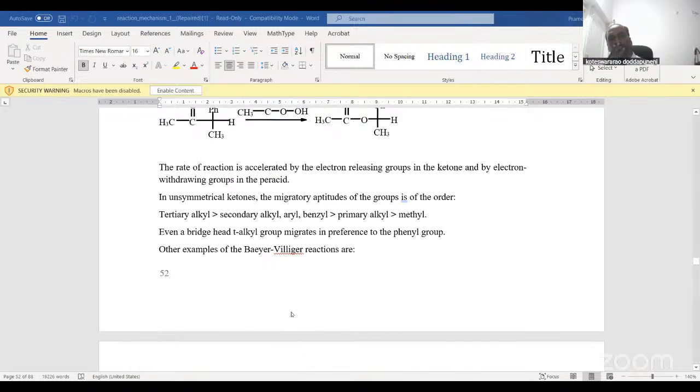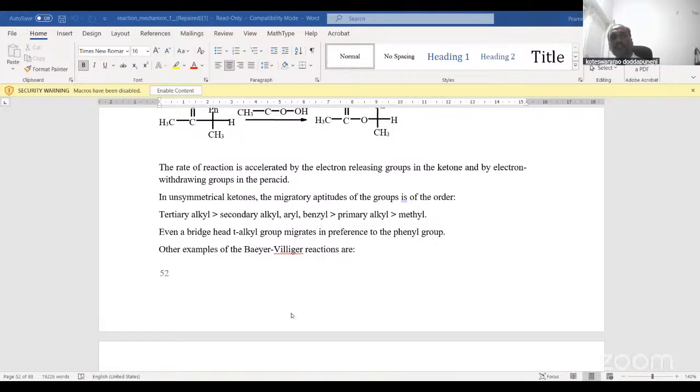In unsymmetrical ketones, the rate of reaction is accelerated by electron releasing groups in the ketone and by electron withdrawing groups in the peracids. If an electron withdrawing group is present in the peracid, an electron releasing group in the ketone enhances the rate of reaction.